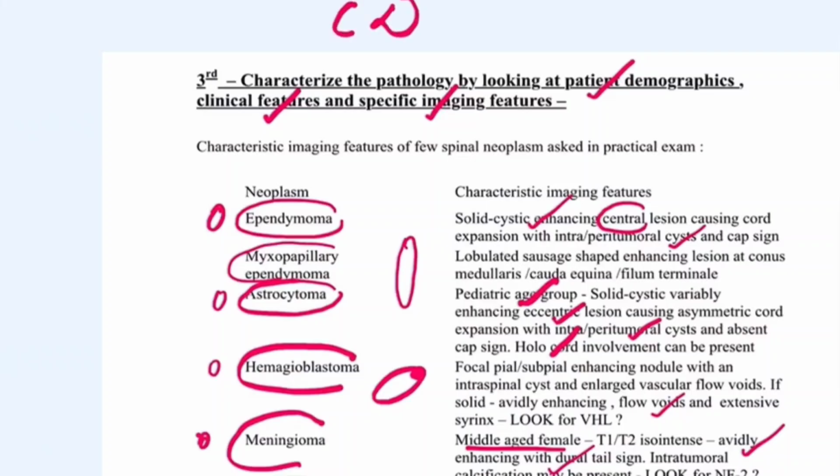So these are the three steps of characterizing the spinal tumor. First, compartmentalize it. Second, think of differentials in your mind. Third, characterize and tell this is the case. Okay, so now let's see you all in the second part.